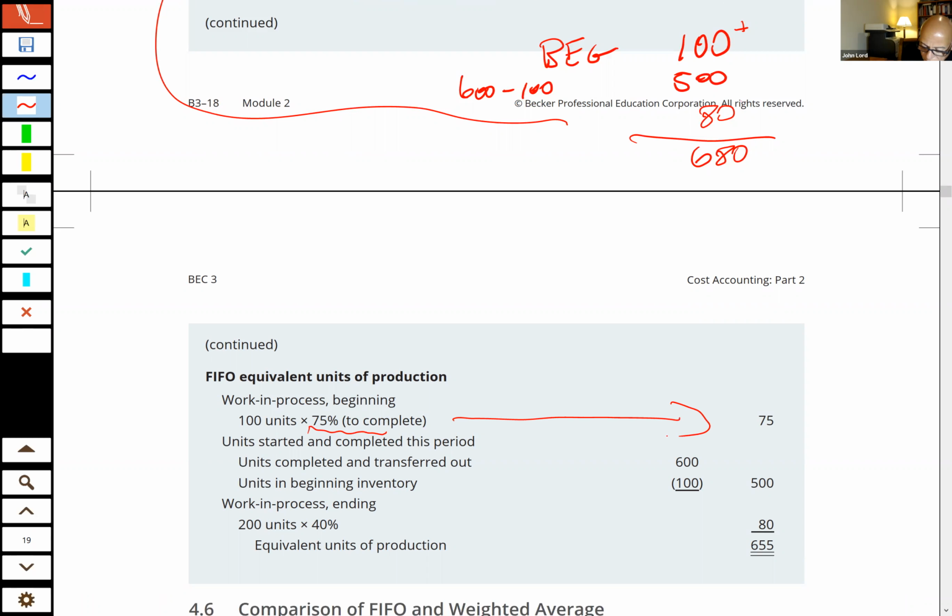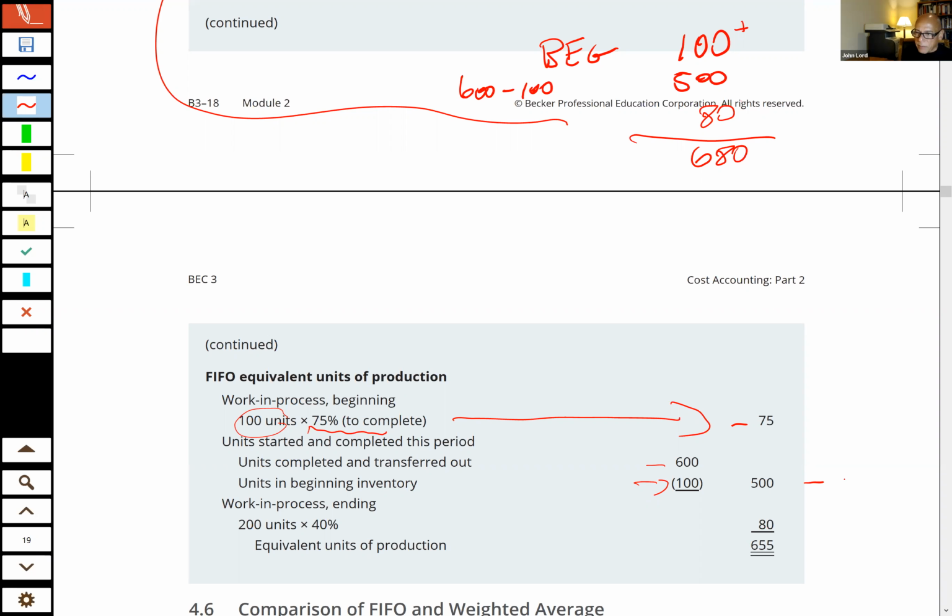Then you have what? Units started and completed, and you have the 600, but since you already accounted for what you had done with those 100 units through this equivalent unit calculation, you have to subtract those out to get the 500. So the way I showed you was a way of being consistent between the two methods.